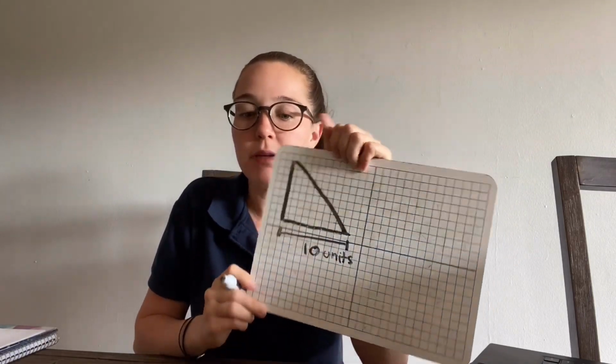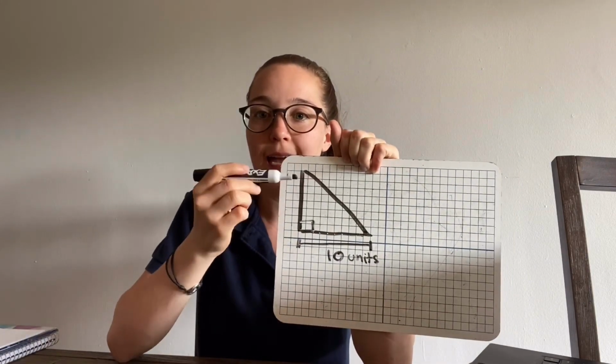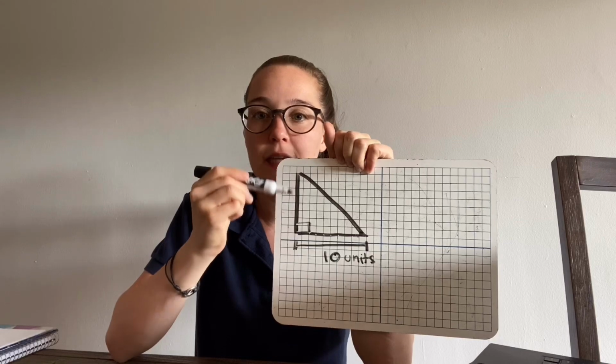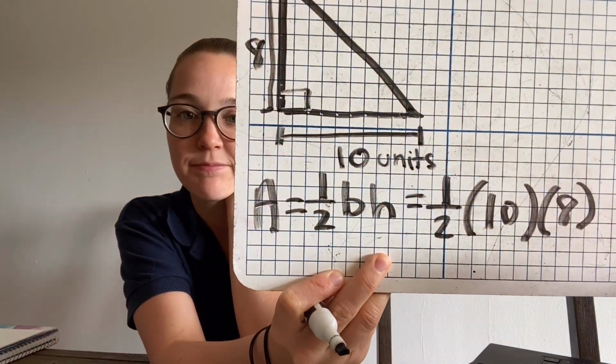We've got to do the same thing for the height. Now in this case, we're looking at a right triangle. It's already standing at a perpendicular height. So we're allowed to take this height right here and count 1, 2, 3, 4, 5, 6, 7, 8 units high. Which means when I write my area equals 1/2 base height, I'm really solving area equals 1/2, the base was 10, and the height was 8. So you should be plugging that in.